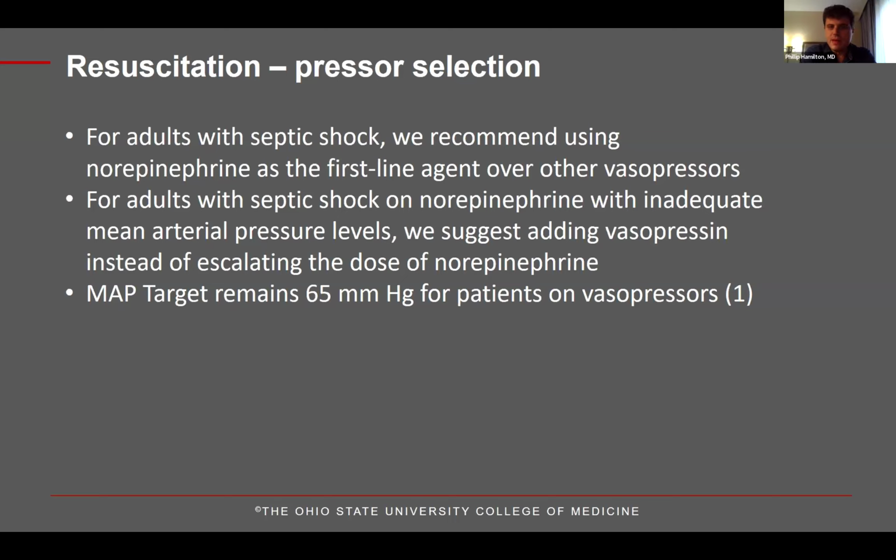The MAP target remains 65 millimeters of mercury for patients on vasopressors. That was found to be non-inferior to the 75 target that was used in one of the trials that looked at that. And so targeting MAPs of 65, at least initially, is what's recommended.